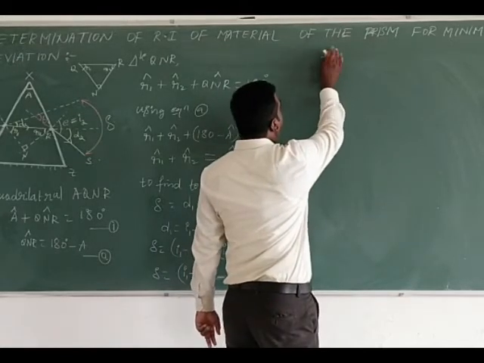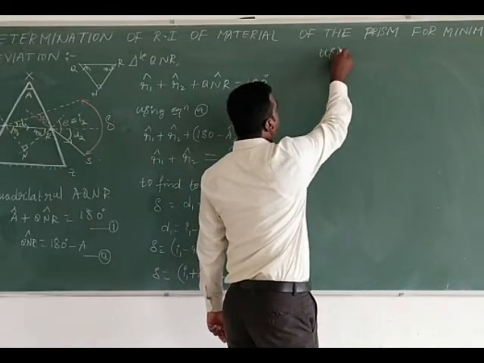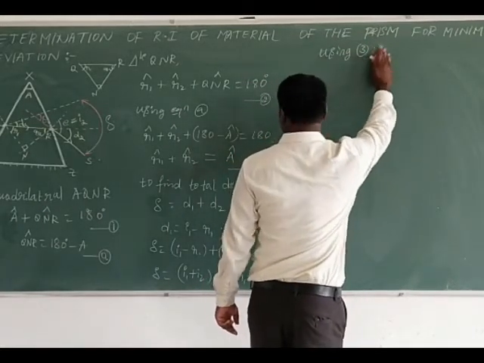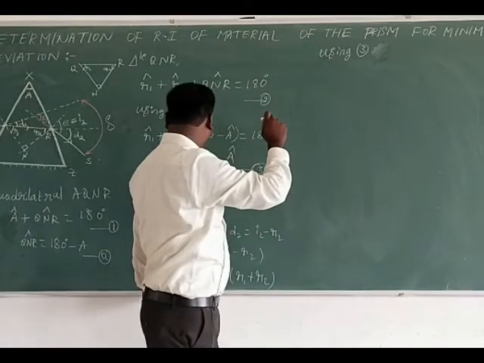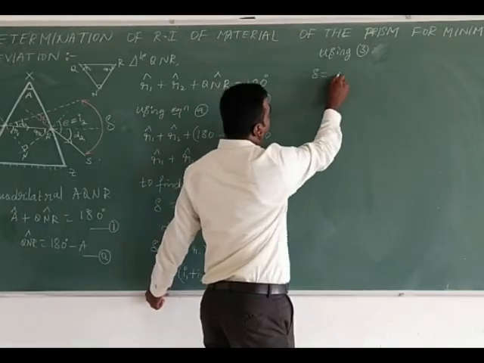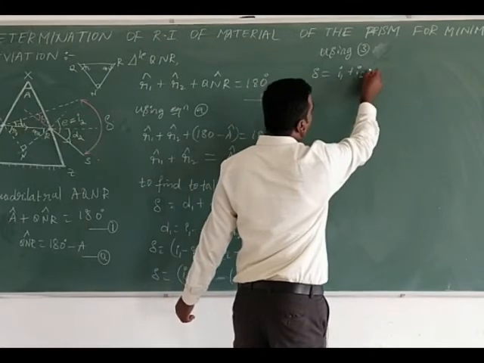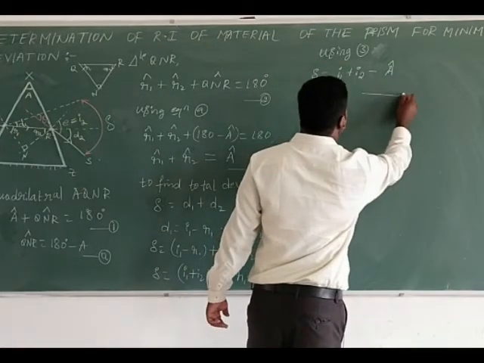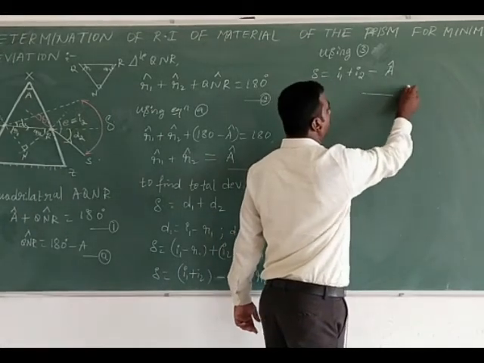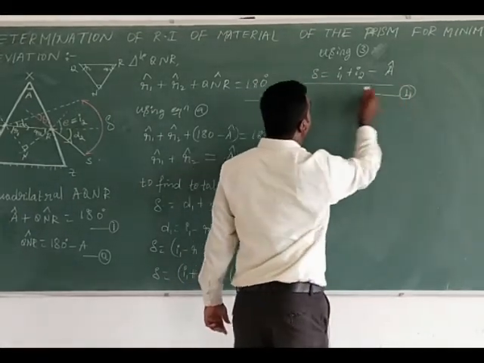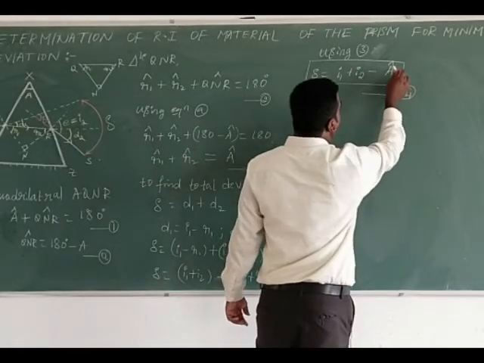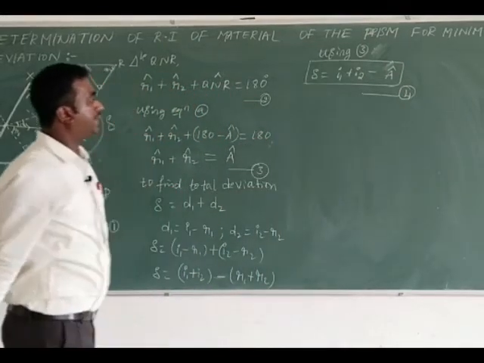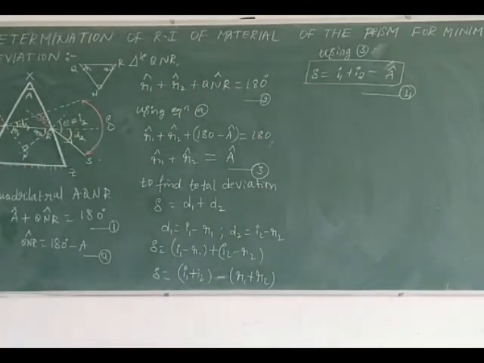So now using equation number 3, this equation can be written as D is equal to I1 plus I2 minus (R1 plus R2), that is, the angle of the prism A. Let us call this equation number 4. So this is the total deviation produced in a prism. Total deviation is I1 plus I2 minus A, that is equation number 4.